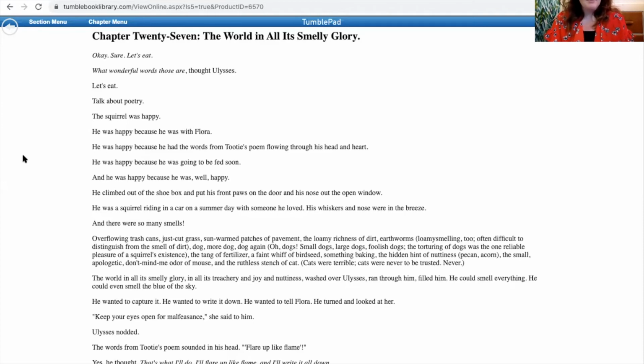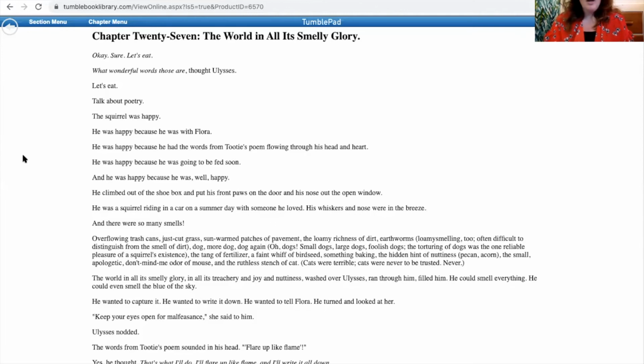He climbed out of the shoebox and put his front paws on the door and his nose to the open window. He was a squirrel riding in a car on a summer day with someone he loved. His whiskers and nose were in the breeze, and there were so many smells. Overflowing trash cans, just cut grass, sun-warmed patches of pavement, the loamy richness of dirt, earthworms, loamy smelling too, but often difficult to distinguish from the smell of dirt. Dog, more dog, dog again. Oh, dog. Small dogs, large dogs. The torturing of dogs was the one reliable pleasure of a squirrel's existence. The tang of fertilizer, a faint whiff of birdseed, something baking, the hidden hint of nuttiness.